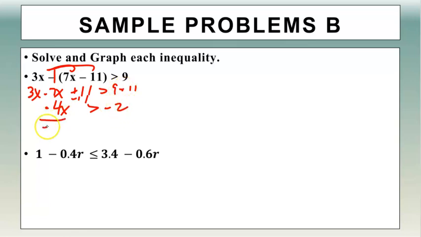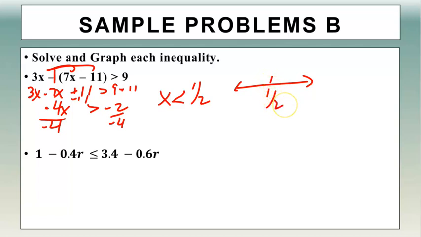To get x by itself, divide everything by -4. Because I'm dividing by a negative number, I flip the symbol. So x is going to be less than 1/2. Number line, we got 1/2. It cannot equal it, so it's an open circle. Less than means it goes to the left.